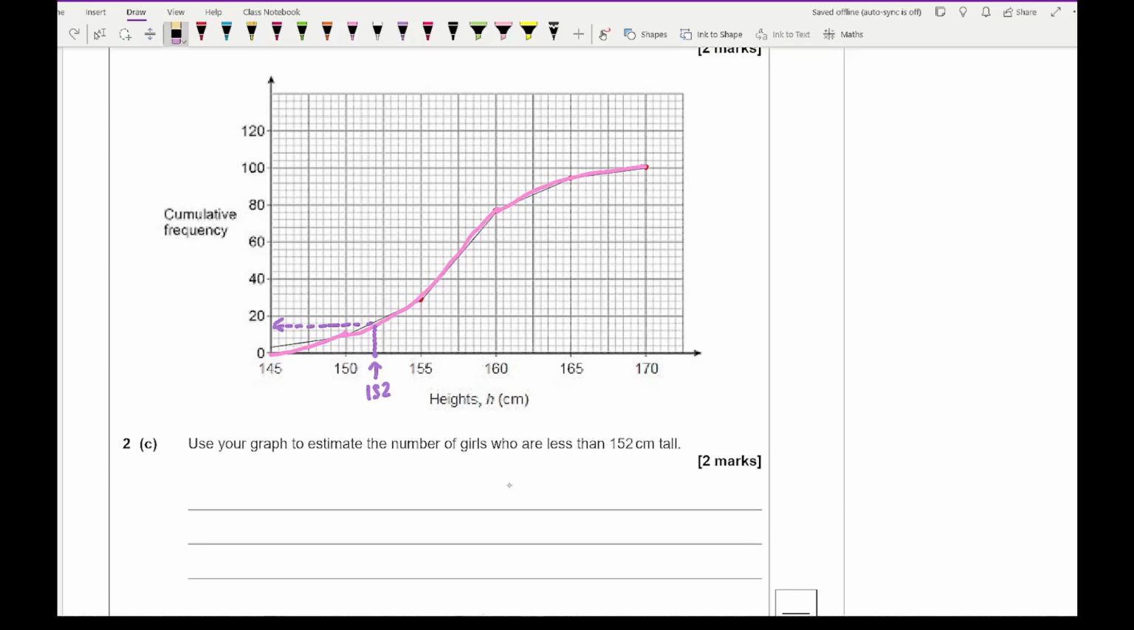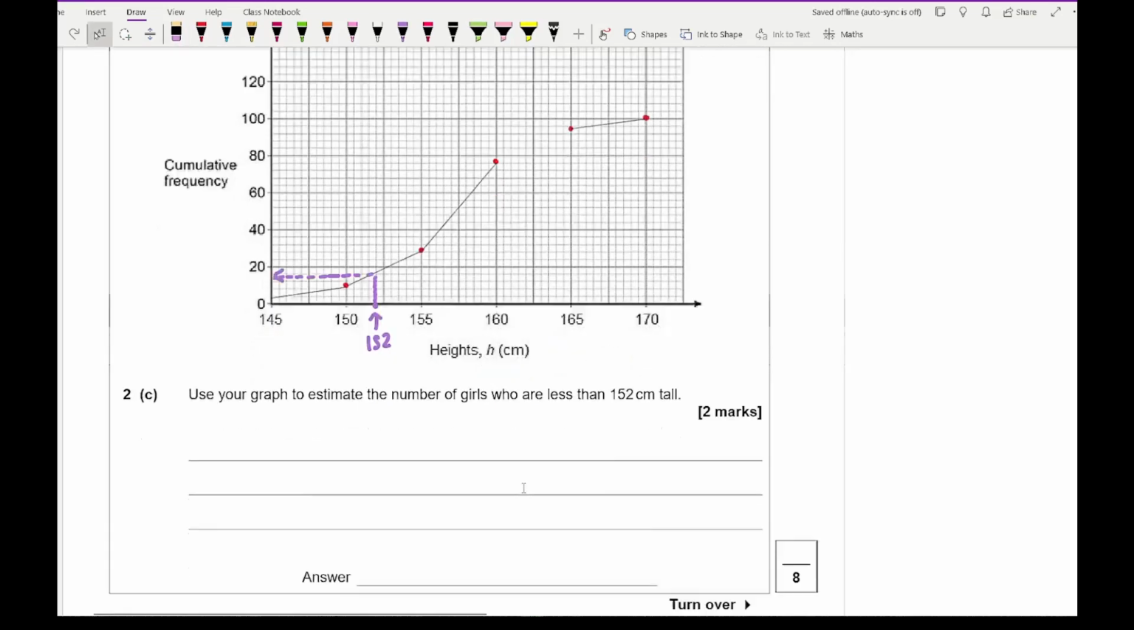if I just ignore that line there, if I just use the straight lines just to make it a little bit more accurate, only because I'm not trusting my curve, that I make that out to be roughly maybe around 15.